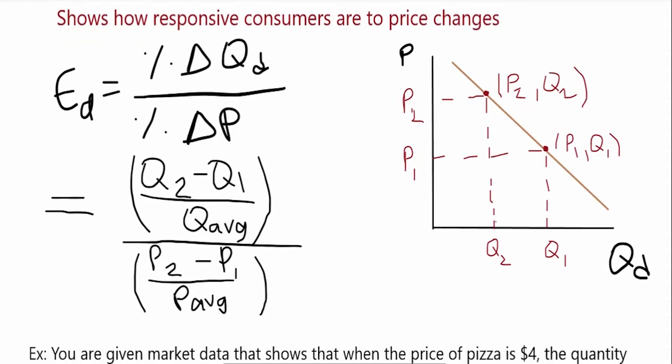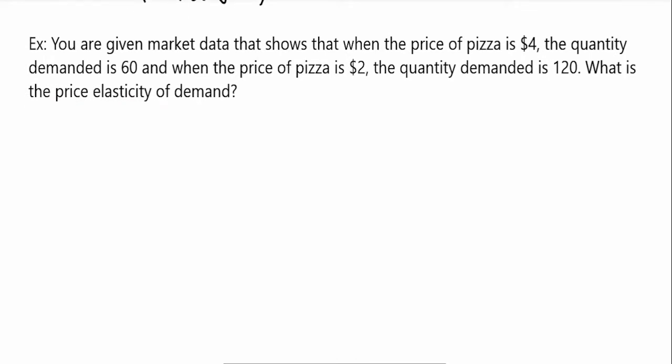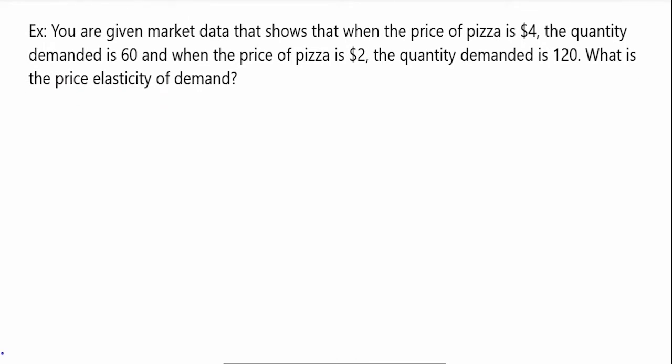So let's take a look at this first problem over here. You are given market data that shows when the price of pizza is $4, the quantity demanded is 60. So we have our P1, we can write it out, is $4, right? And our Q1 is 60, right? Because at $4, we have a quantity demanded of 60.